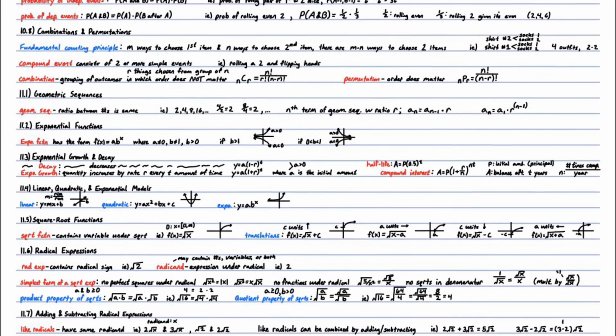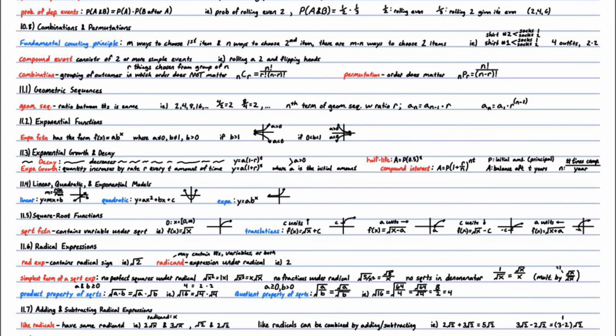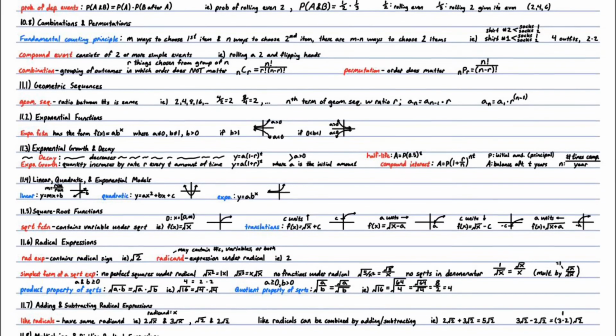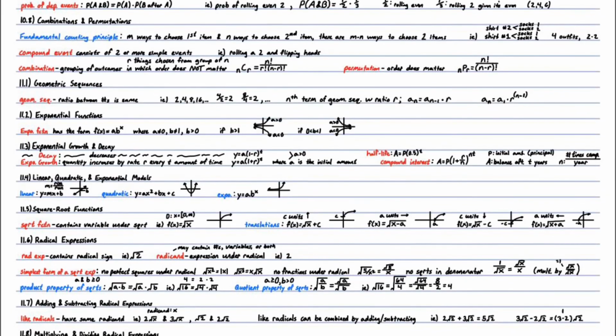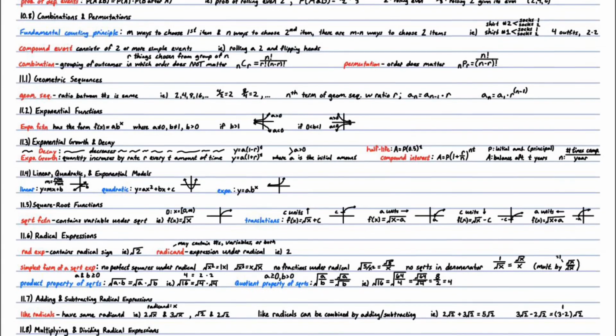Compound interest. A = P(1 + r/n)^(nt), where P is the principal, A is the balance after t years, and r is the rate as a decimal. Linear, quadratic, and exponential models. Linear: y = mx + b. Quadratic: y = ax² + bx + c. Exponential: y = ab^x.